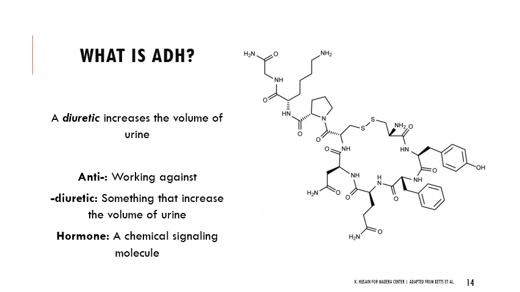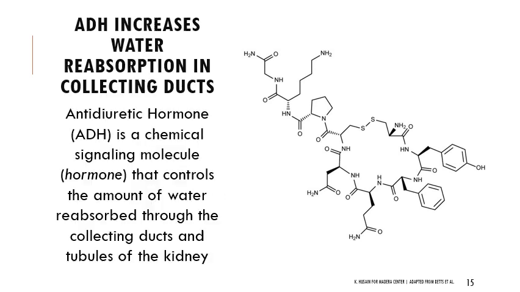So remember, a diuretic is something that increases the volume of urine. These can be different types of medications, as well as things like caffeine and alcohol. Antidiuretic hormone is something that is a chemical signaling molecule that does not act as a diuretic. In fact, it's the opposite of a diuretic. So it decreases the volume of urine rather than increasing it through chemical signals. So again, more succinctly, ADH is a hormone that controls the amount of water reabsorbed through the collecting ducts and tubules of the kidney. And here's its chemical structure pictured.